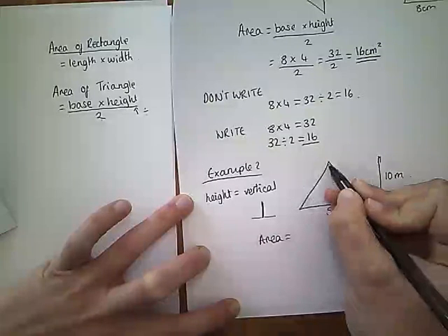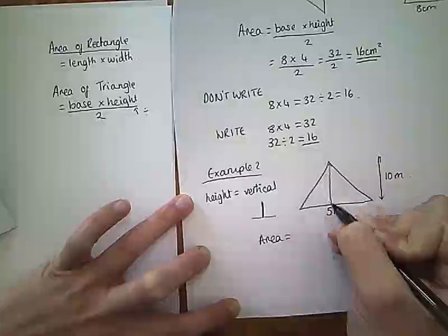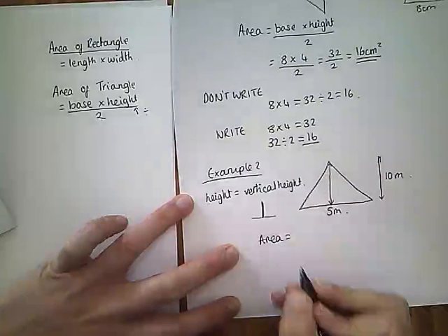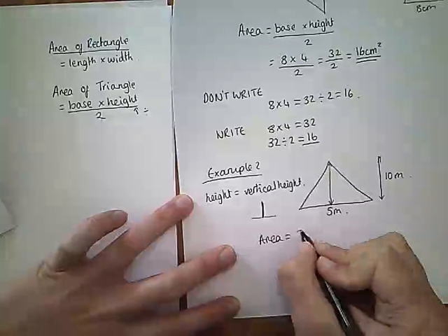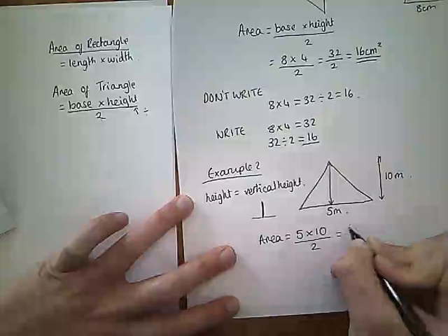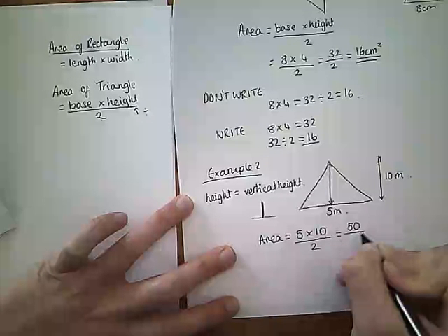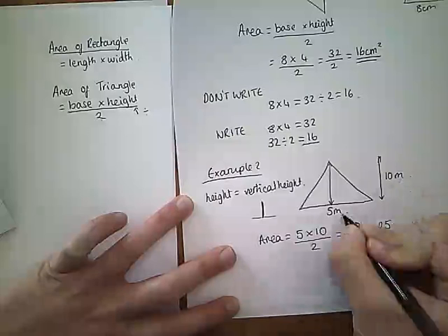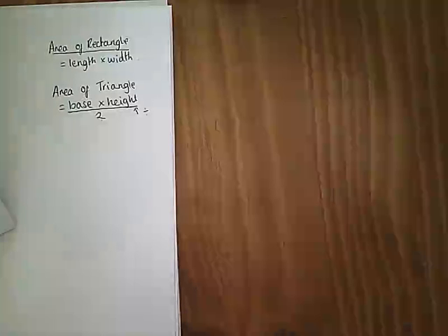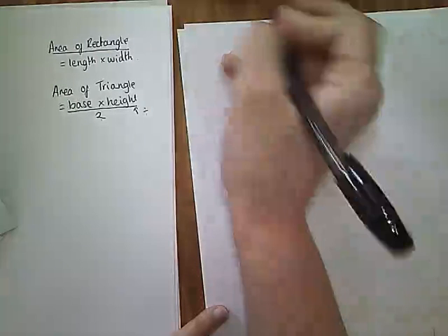Okay, so area is the same thing, base, which is 5, times by the height, divided by 2. 5 times 10 is 50, 50 divided by 2 is 25 meters, so it is measured in meters squared. Okay, now the sorts of questions you might get, don't forget, whenever you're doing questions, you have to show all your work.